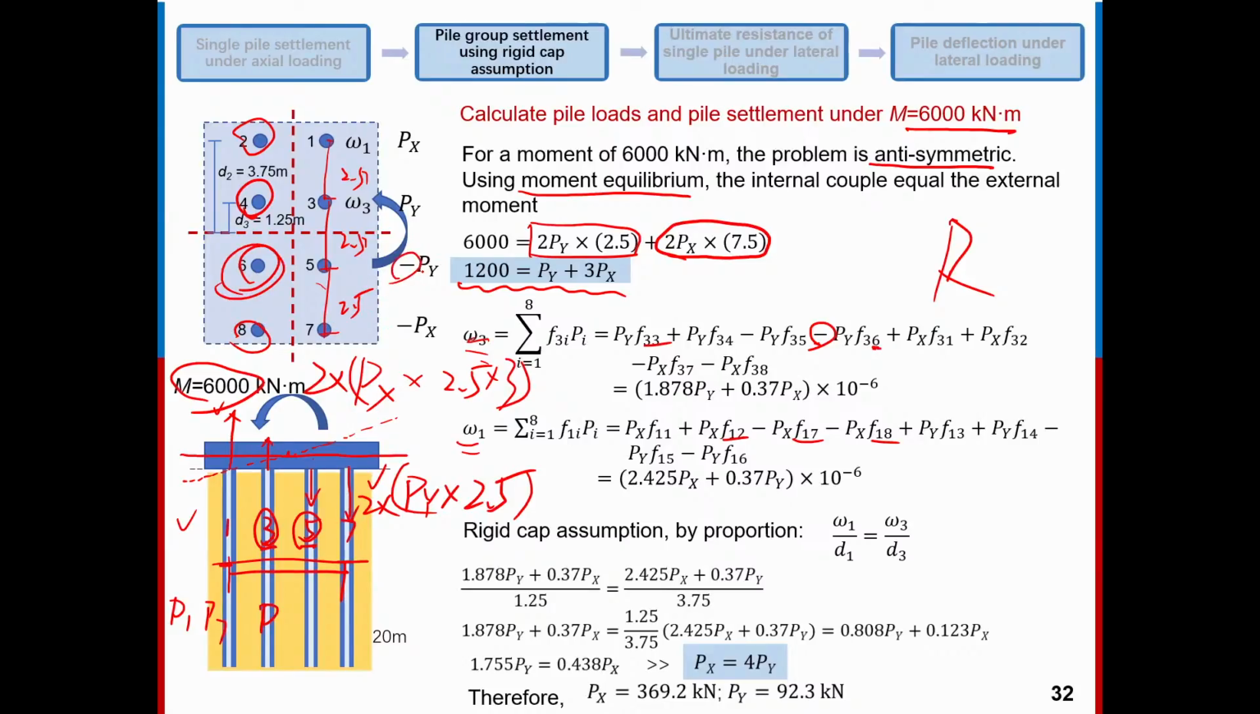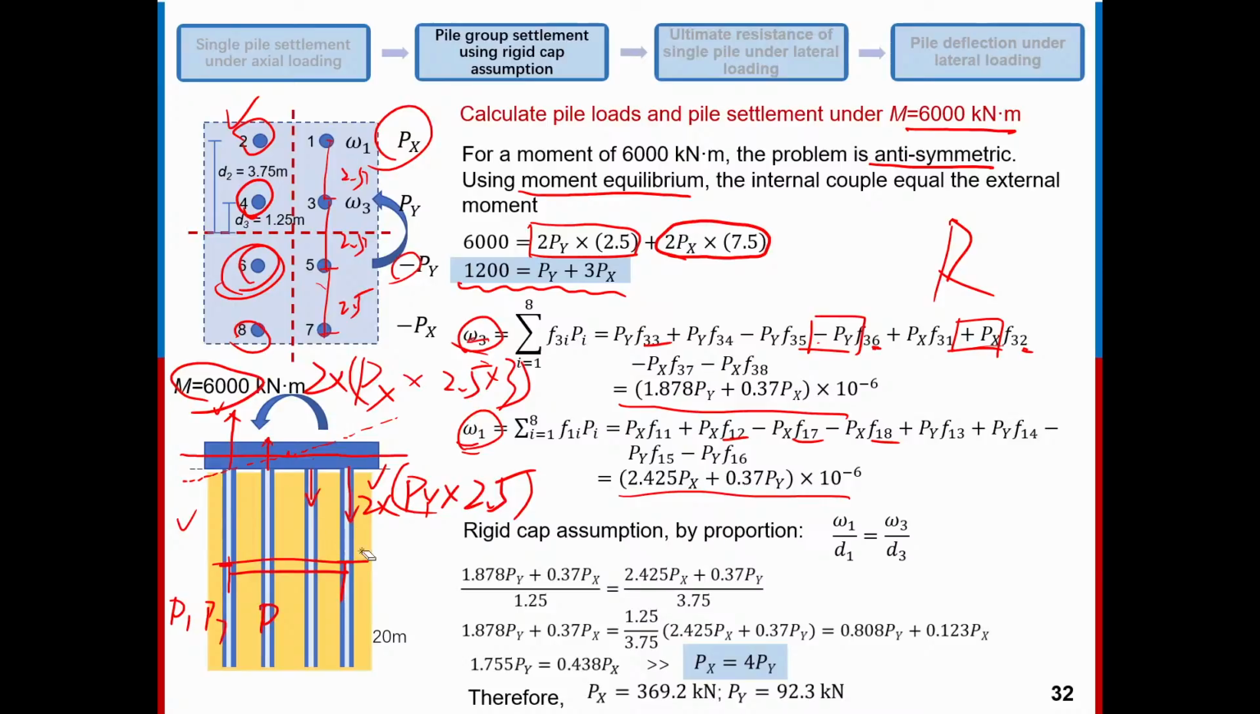We have a negative sign for Py, so this Py is negative here, right? For example, pile 2 is here, with positive Px, okay? So we have positive Px here. So we can write these two equations for omega-3 and omega-1, based on the direction and on the different values of the influence factor, right? So we got the expression for omega-3 and omega-1.